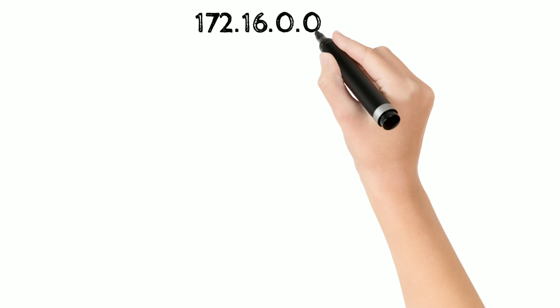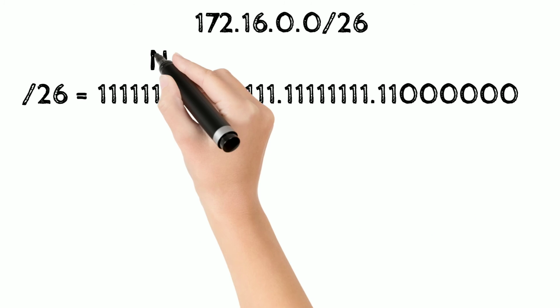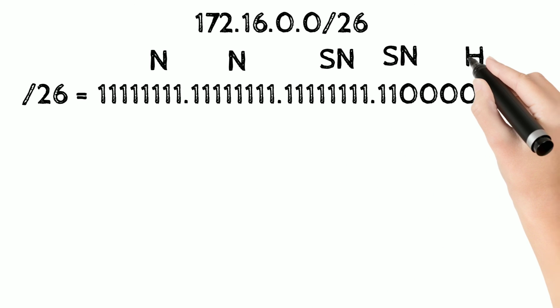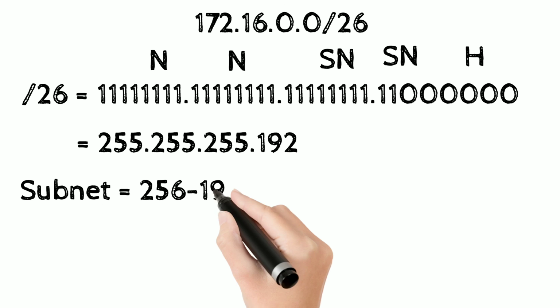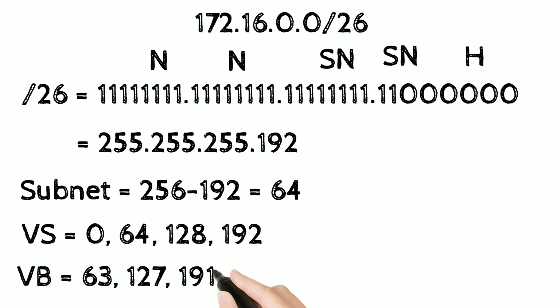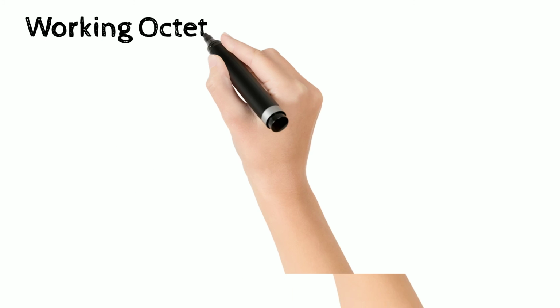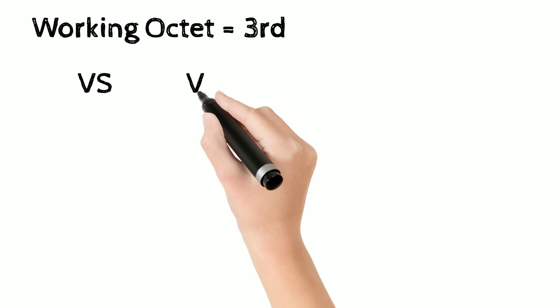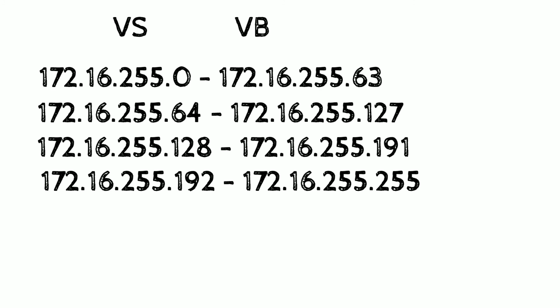We took one more example and found out subnets from CIDR, block size, and valid subnet and valid broadcast. While working on fourth octet, we found out subnet range. While working on third octet, we found out subnet range.